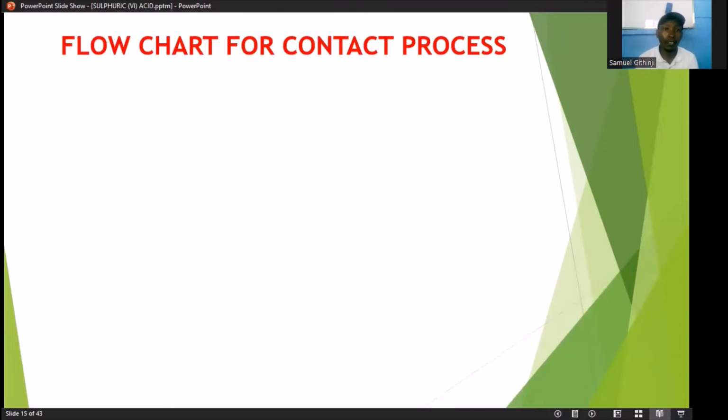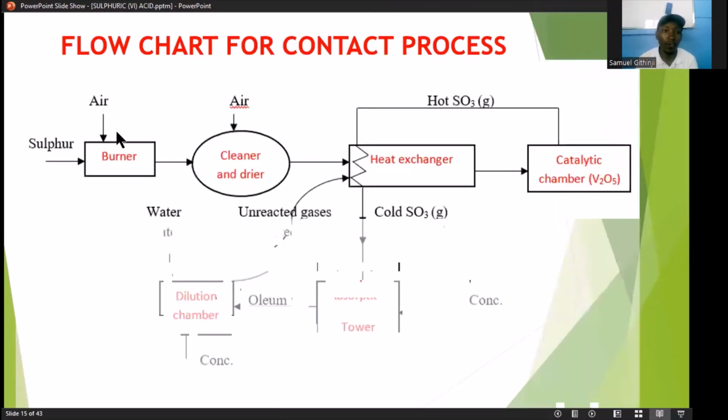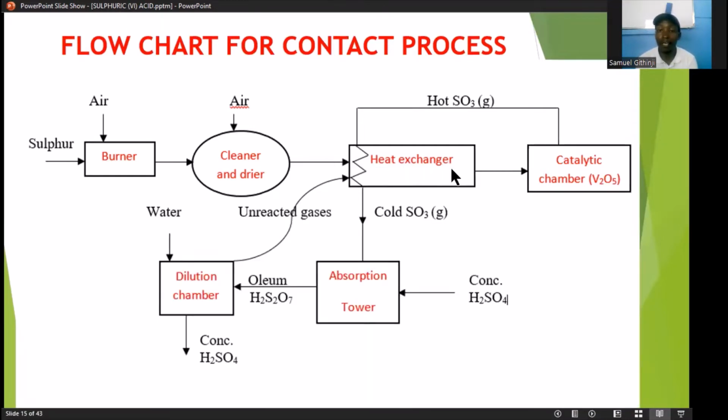And maybe next is a flow chart. Good, there it is. You can see there the burner, that is the first stage of the roaster, where sulfur and air are burnt. Then sulfur 4 oxide and air comes out. More air is added, cleaning and drying. Then sulfur 4 oxide comes out again with the air, taken to a heat exchanger. Remember the heat there, 450 degrees Celsius. Then a pressure of 2 to 3 atmosphere.